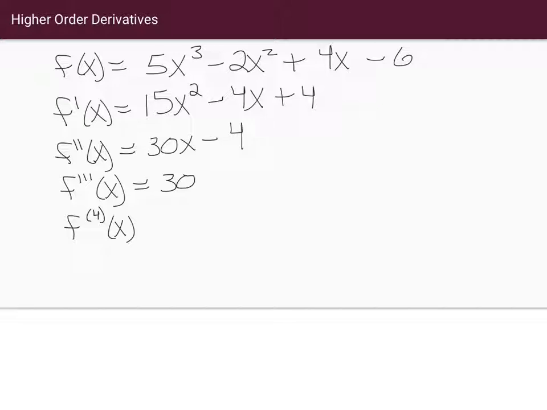So if I see f with a superscript of 4 in parentheses of x, that says that I'm looking at the fourth derivative of the function f. Well, since 30 is a constant, its derivative is 0. So that means all the other derivatives down the road are going to end up being 0. So the fifth derivative, well, the derivative of 0 is still 0, and so on. So that's a higher order derivative, a derivative of a derivative.